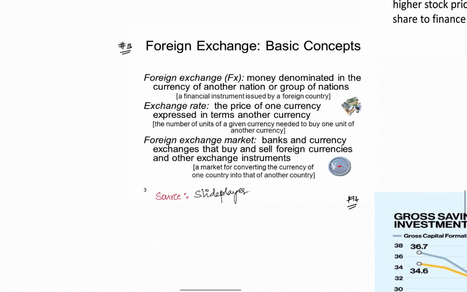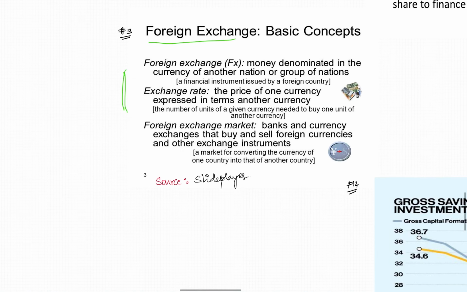Foreign exchange is money denominated in the currency of another nation, that is rupee versus dollar, or rupee versus euro, rupee versus Chinese renminbi. These are what we call foreign exchange. These are the concepts you need to study.